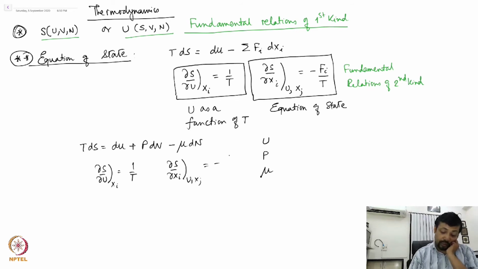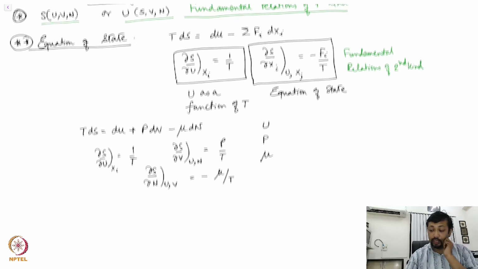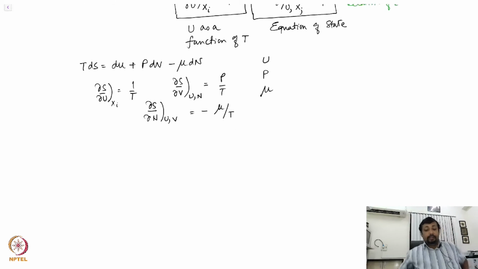And similarly, you can use these relations, these two derivatives, you can integrate out. So in one case, let's be explicit here, since I have already written down the first law. So del S del V, U constant and N constant, is P by T, and del S del N, U constant and V constant, is minus mu by T. So you can replace this over here and integrate out to determine S as a function of U, V and N. Right? So we will come back to all of this a little later, but I want to discuss something.